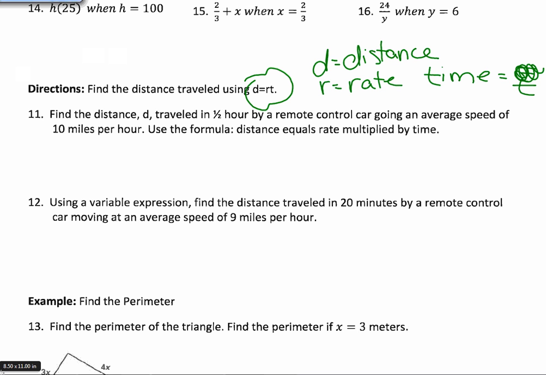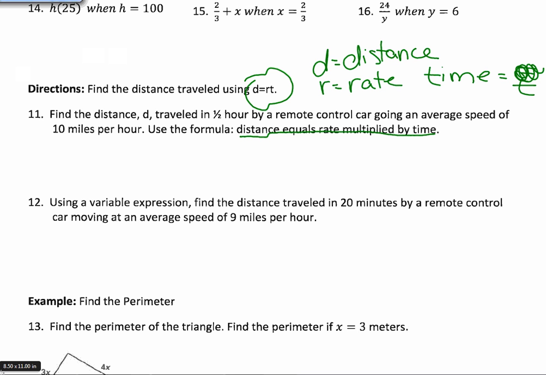We're going to find the distance D traveled in a half an hour by a remote control car going at an average speed of 10 miles per hour. It tells us the formula, distance equals rate times time. Okay? So we're going to start by finding out what we know. What I know is that it traveled in a half an hour. A half an hour is 0.5 of an hour. We can use that instead of a fraction to make it a little easier.